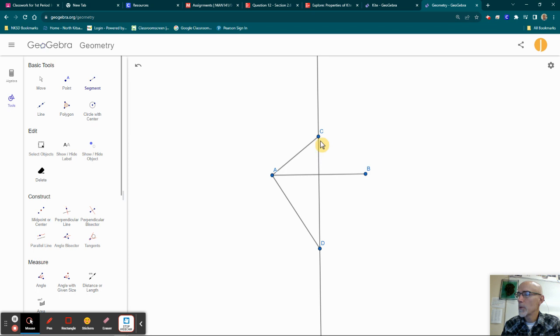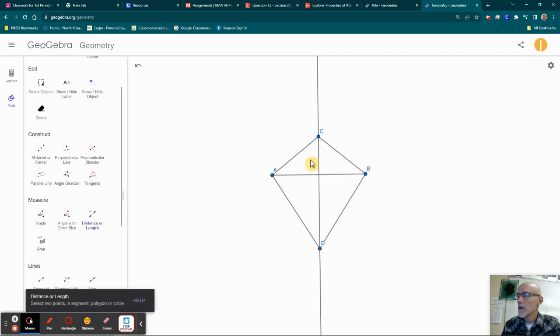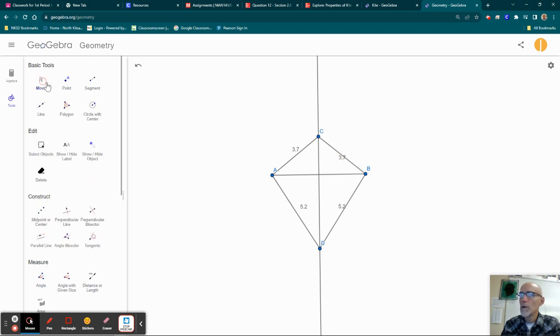So we learned pretty early on, almost a month ago, that if you have the perpendicular bisector of a segment, any point on the perpendicular bisector is going to be equidistant to the two endpoints. So now if I go and I measure, again, let's see, where did the measure menu go? Right here. If I measure this side and this side, they should be equal to each other, right? And then this side here should be equal to this one over here.